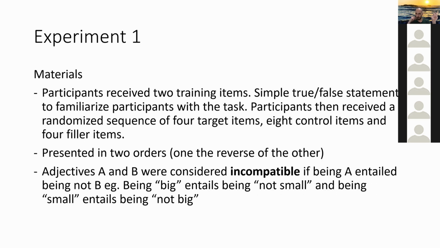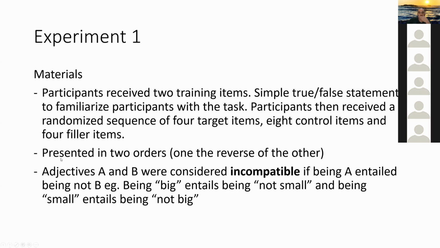And the materials given were like 2 training items, which were simple true-false statements to familiarize the participants with the task. And they then received a randomized sequence of 4 target items, 8 control items, and 4 filler items. So the control items and the filler items were basically there to minimize any confounds. That's the whole point of those items. Whereas the 4 target items are what you really wanted to look at. And it was presented in 2 orders. One was the reverse of the other to sort of minimize any more confounds as well.